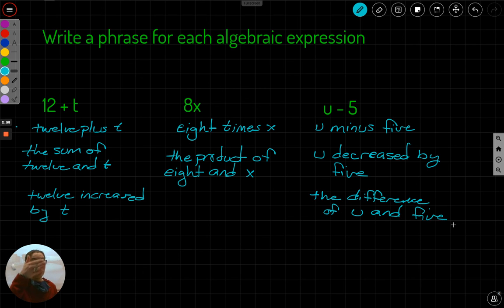So those are 1, 2, 3, 4, 5, 6, 7, 8 different ways to write 3 different expressions. They are expressions because they don't have an equal sign. And that's example 2.